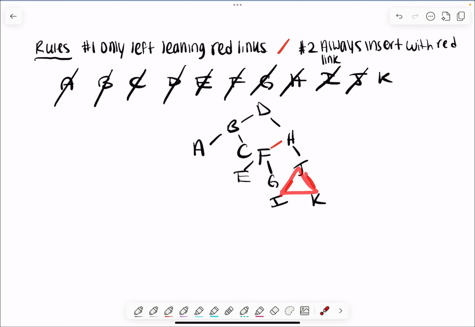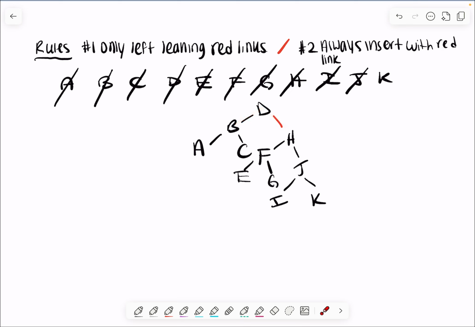We have a triangle, both sides are red, so we can recolor by shifting the red up to the link above it. So now these both are black. This becomes red. Again, triangle, both sides are red, so we can recolor by shifting the red up to the link above it. So these both become black, but this becomes red. And this is a problem because this is right-leaning red link. We only want left-leaning red link. And I can't recolor because I do have a triangle, but not both sides are red. So I would have to do a rotation.